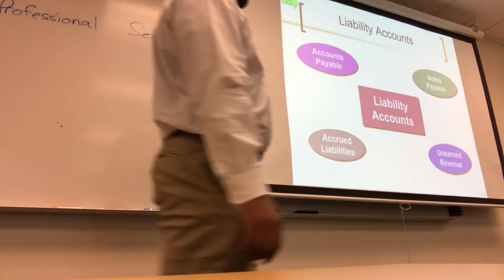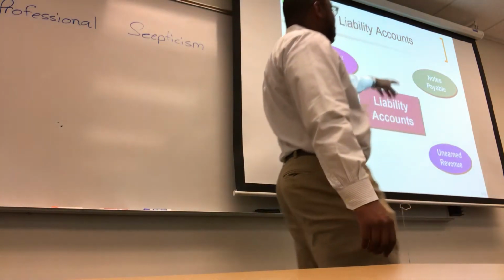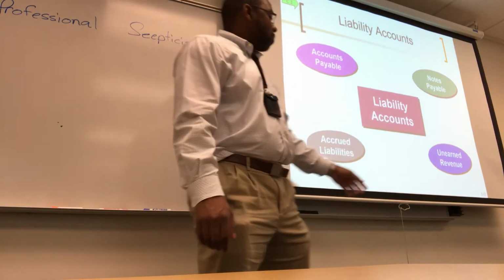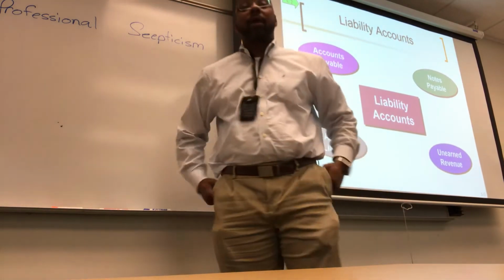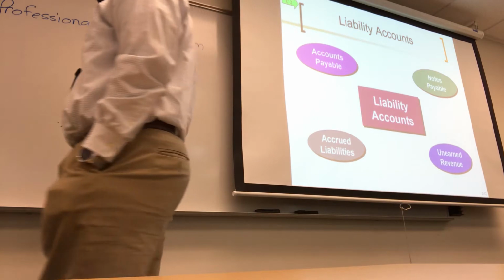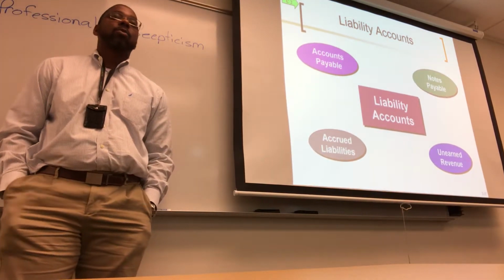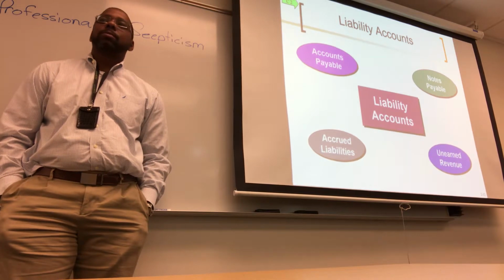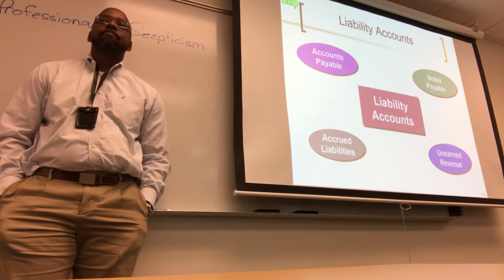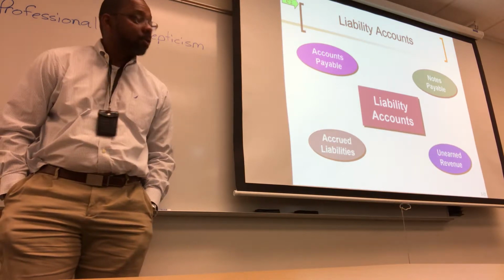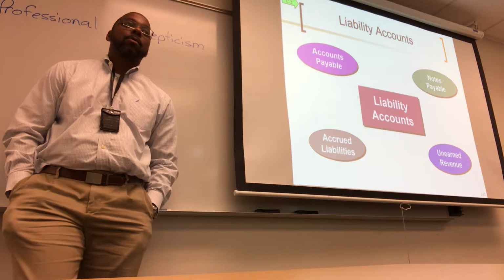Liabilities. Liabilities are accounts payable, notes payable, accrued liabilities, and unearned revenue. Unearned revenue we covered last class, along with the prepaids. Wages payable. Yeah, wages payable, right. Any payable.